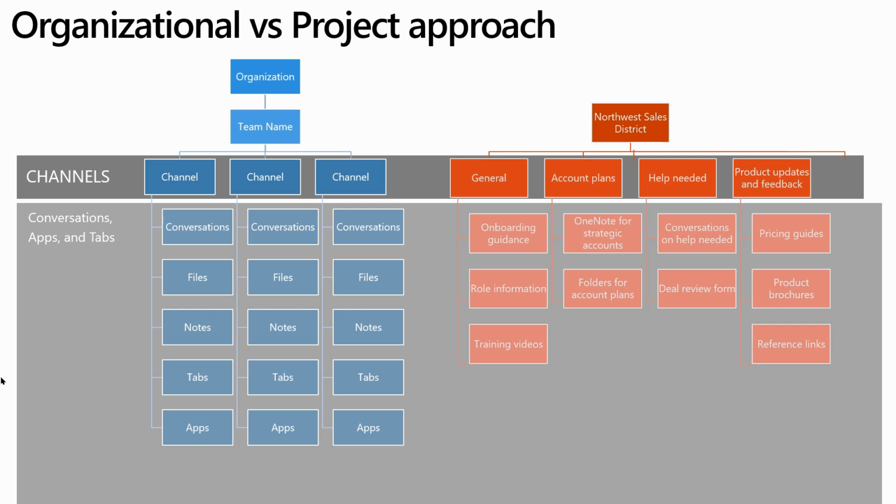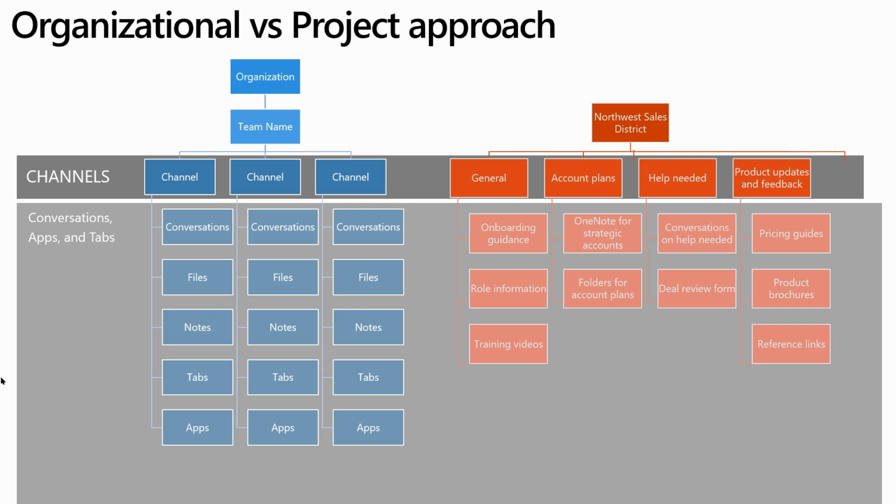In this example, you can see you have an organization all up, and then you have the name of that team. Maybe it is that engineering department or sales. And then you're creating channels underneath that for various topic areas. To the right, you can see the Northwest Sales District. We have a general channel, which comes by default with every team. And by the way, you can't rename that.